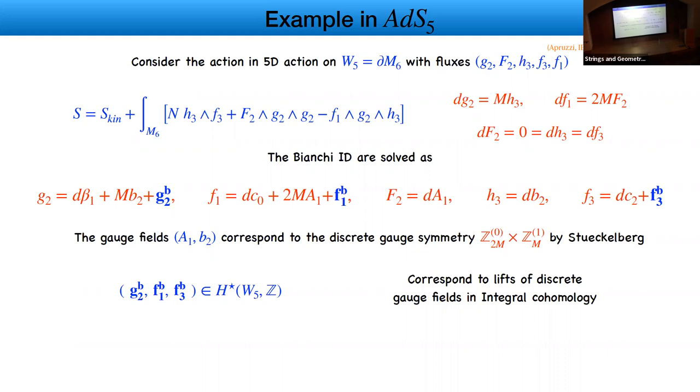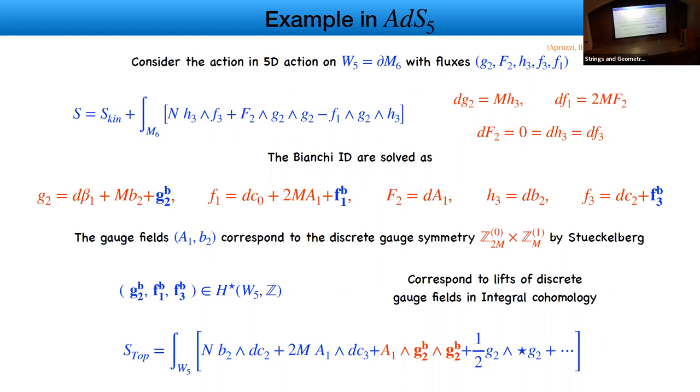So here you could already see a couple of interesting things happening. You have a gauge field A1, which defines in the bulk a U1 gauge theory. However, this U1 gauge theory is being Stueckelberged away by this term here to a Z2M, right? This is how you see the Z2M zero-form symmetry in the bulk. On the other hand, if I look at the B2, which defines a one-form gauge symmetry in the bulk, it's also being Stueckelberged away by this term here. Okay, so you get a ZM one-form symmetry, and this is how you see the symmetry in holography.